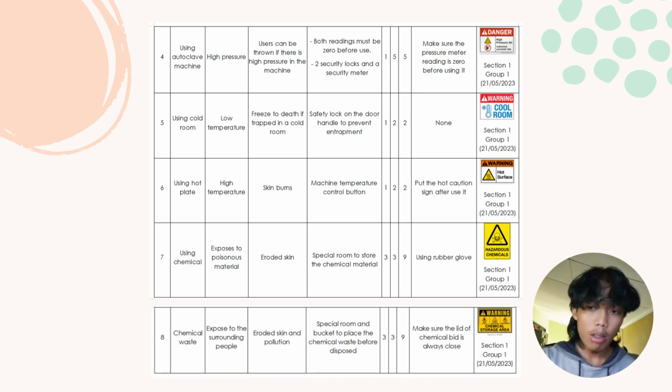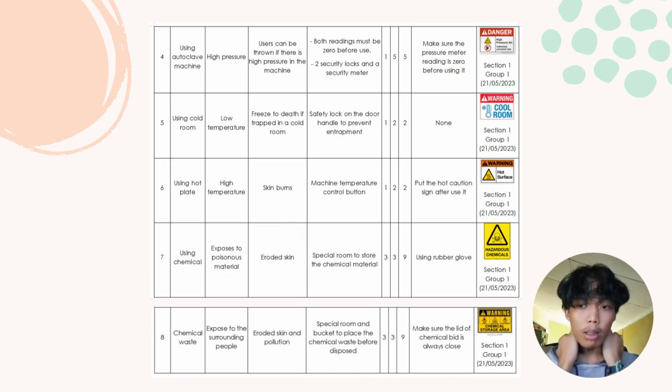So if you're using the glove, and you are likely to be hit by the poisonous chemical, it will hit the glove first and not your skin. So your skin will be protected by the glove. And the eighth one, the last one, is chemical waste. What is the hazard? It exposes surrounding people to chemical waste, and the effect is eroded skin and pollution. What is the existing risk control? It is a special room and bucket to place chemical waste before disposal, because chemical waste is not ordinary waste.